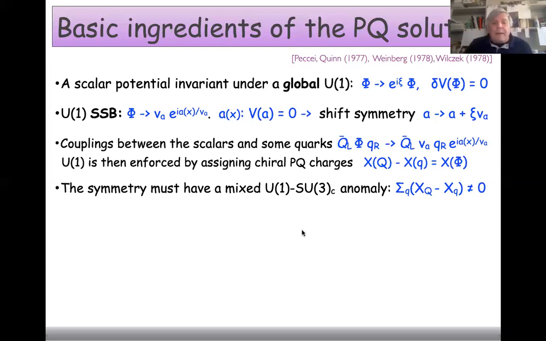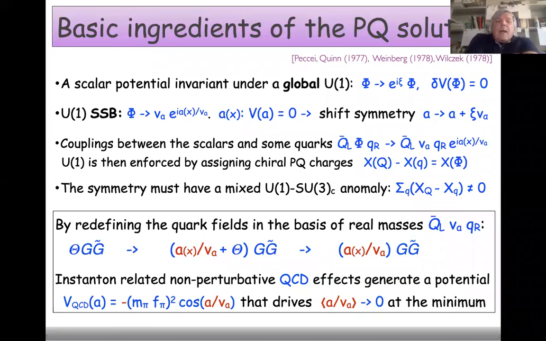The symmetry, however, must have a mixed U(1)-SU(3) anomaly. That's why we need coupling to the quark, which means that the sum of the charges of the left-handed quarks minus the charges of the right-handed quarks must be different from 0. Why is this? This is because you want from this term to go in the basis of the real masses, so where the quark fields are well defined, you can write propagators and so on. And to do that, you need to redefine the fields with a space-time dependent redefinition. Since the symmetry is anomalous, you bring out a term of the phase of the redefinition, which is a local phase, times G G-dual, that are the field strength tensor of QCD and its dual.